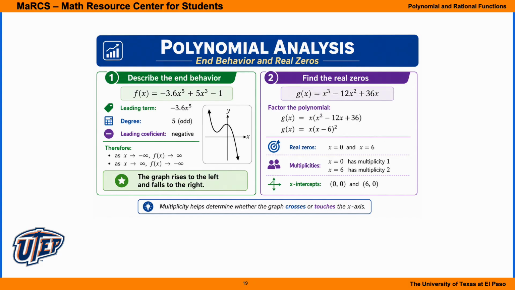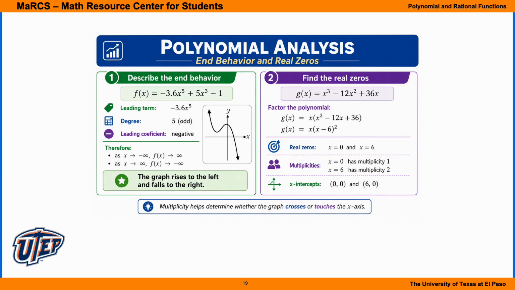So for the first example, we have the function f of x is equal to negative 3.6 times x to the power 5 plus 5 times x to the power 3 minus 1. So we have a leading coefficient of negative 3.6, so that is negative, and we have an odd degree of 5. So that means the end behavior will be opposite on both ends. So that means the graph will rise to the left and fall to the right.